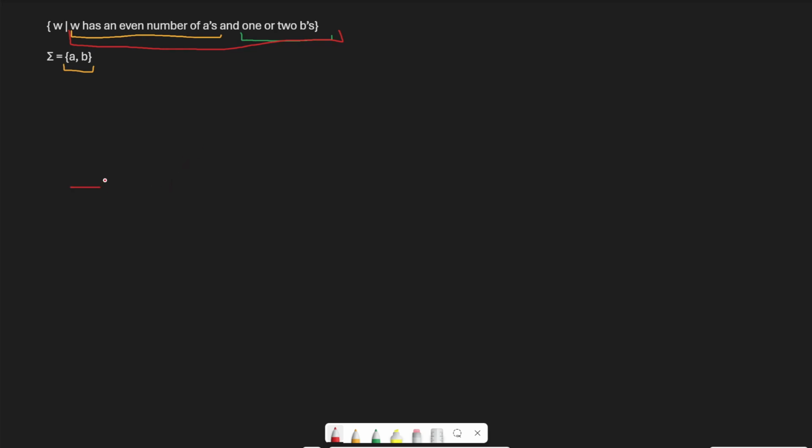So let's have an initial state here. We'll call this state 1. And now let's first focus on tracking if we have 1 or 2 B's. So we already know how to do this. We're going to set up our DFA for tracking if we have 1 or 2 B's. So if we're on state 2, we have 1 B. If we're on state 3, we have 2 B's. And then if we're on state 4, then we have 3 or more B's. And we're going to loop on A comma B.